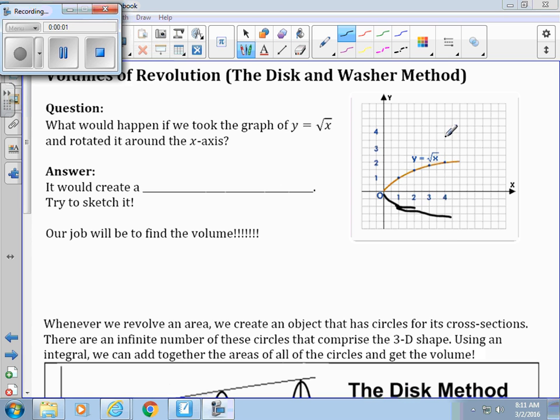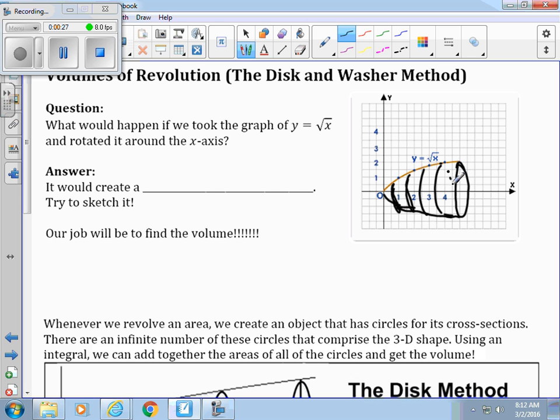What would happen if we took the graph of the square root of x and rotated it around the x-axis? What would it look like? Okay, similar shape to a cone. Not quite a cone, with rounded edges, kind of. But this shape here, does everyone kind of see what shape that would create?